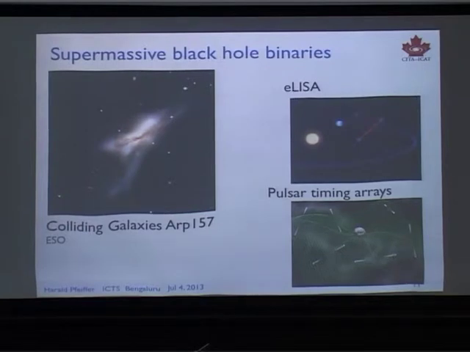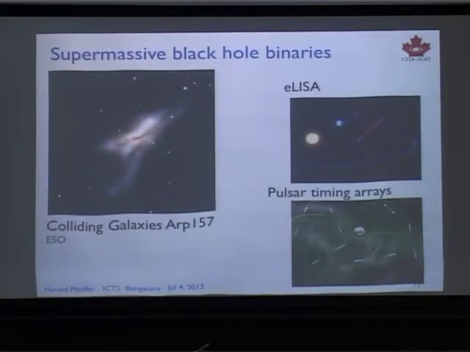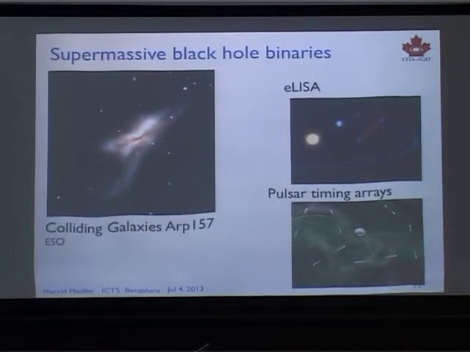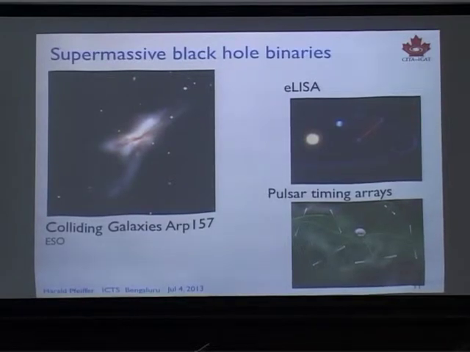Besides stellar mass black holes, there's also supermassive black holes, as I already pointed out with the graphic about the center of the Milky Way. And supermassive black holes can also form binaries. We believe this happens when galaxies collide, as is happening here in this image from ESO. And 2 upcoming instruments, well actually 1 instrument already ongoing, the search with pulsar timing array, is searching for gravitational waves from supermassive black holes. And also the ELISA mission, the space-based detector, will also be searching for gravitational waves from supermassive black hole binaries.